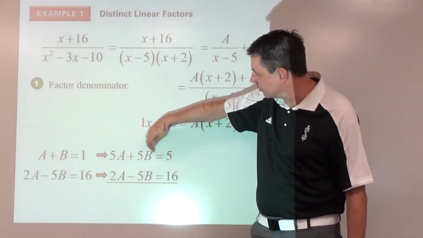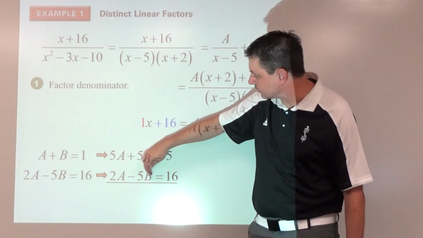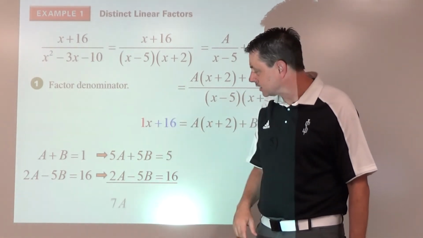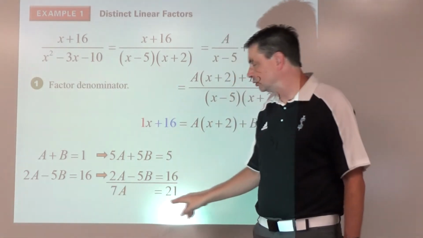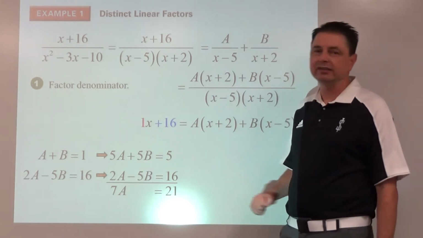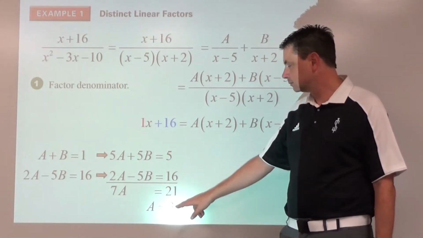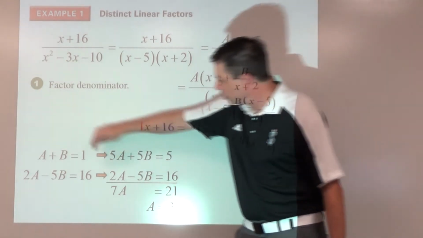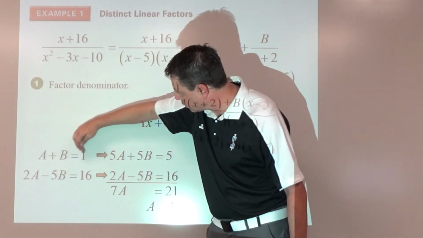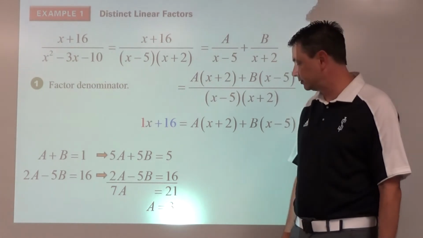5a plus 5b equals 5. 2a minus 5b equals 16. Add straight down. 7a is equal to 21. That leads us to a equals 3. And if we put that here, 3 plus b equals 1, we're going to see that b is negative 2.